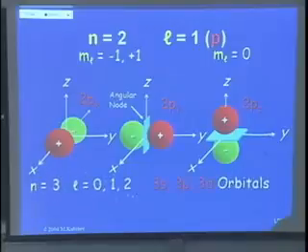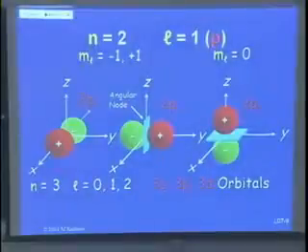What is that? S. L equals 1, what is that? P. And L equals 2 is, it says right there, D. Okay? If you have n equals 4, what would be L? 0, 1, 2, 3. Then this would be 4S, 4P, and 4D. And that's about as much. Now we can go to F, actually.